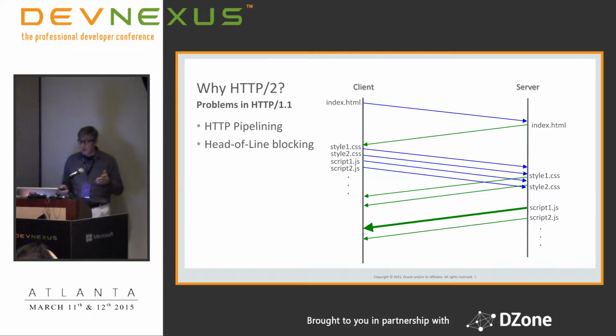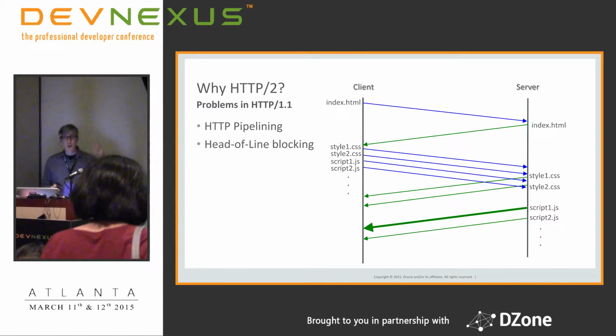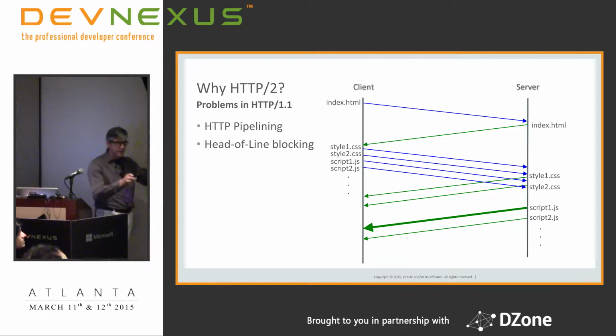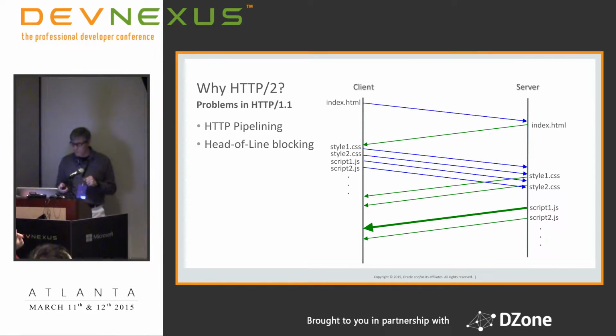So let's say style 1 and style 2 come across quickly. No problem there. There's no server-side processing, for example. Because of head-of-line blocking, if the next resource gets stuck, the script 1, for example, takes a little bit longer, none of the other follow-on requests can be delivered until that script1.js is fully delivered. That's what head-of-line blocking is. So there's one thing that's standing in the line and preventing anyone else from going by it.